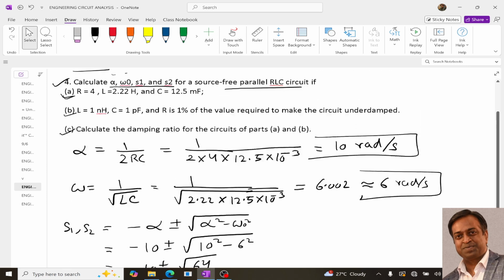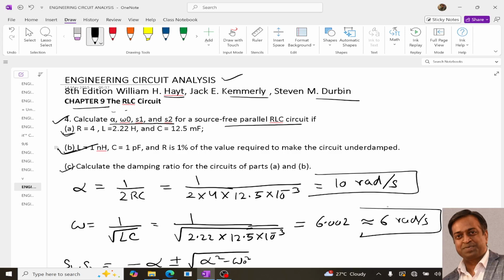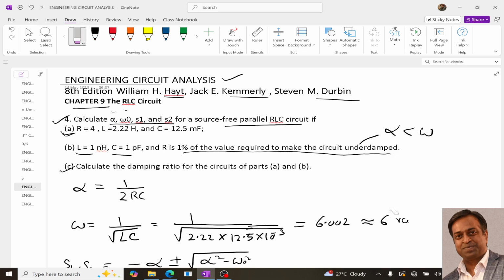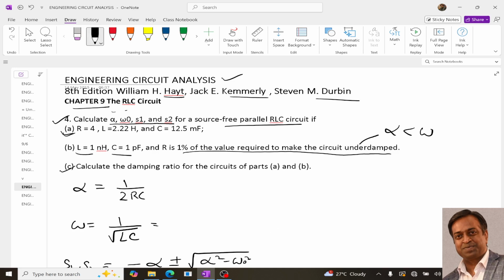Now coming to the second part of the question. The second part of the question says that over here L is given, C is given, and for the R it is saying that R is 1% of the value required to make the circuit underdamped. Now what is the condition for the underdamped circuit? The condition is that alpha is less than omega naught, right? Alpha is less than omega naught. So it means that we need to use this condition, right?